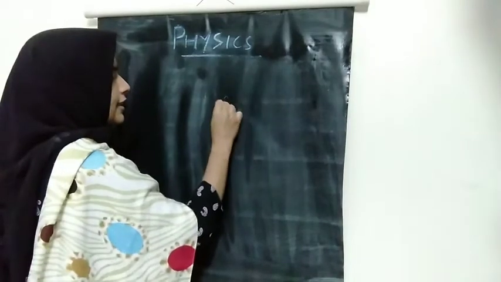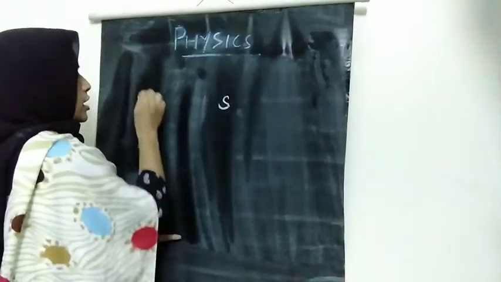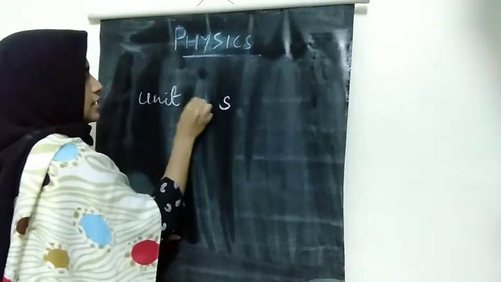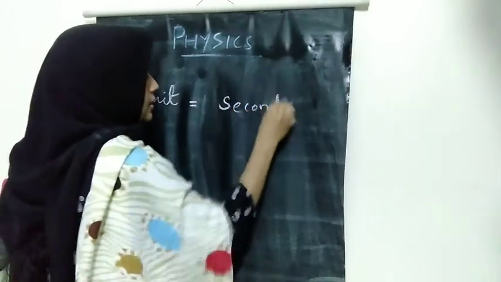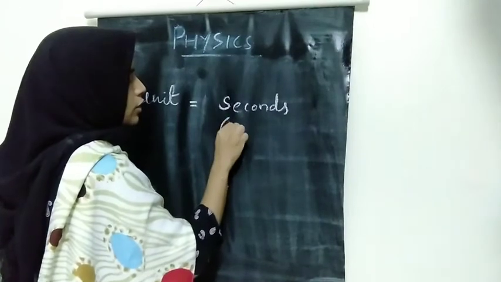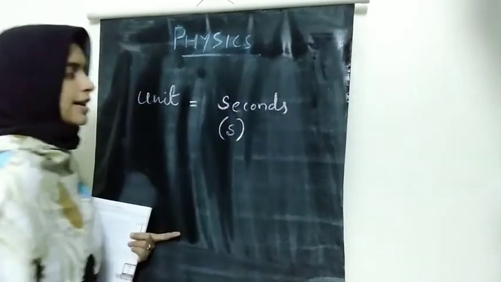Okay. Then, what is the common unit we are using for time? We are using the unit as seconds. Okay. Not hours and minutes. Usually, we are using it as seconds. We represent it as small letter s. The unit of time is seconds, denoted by small letter s.